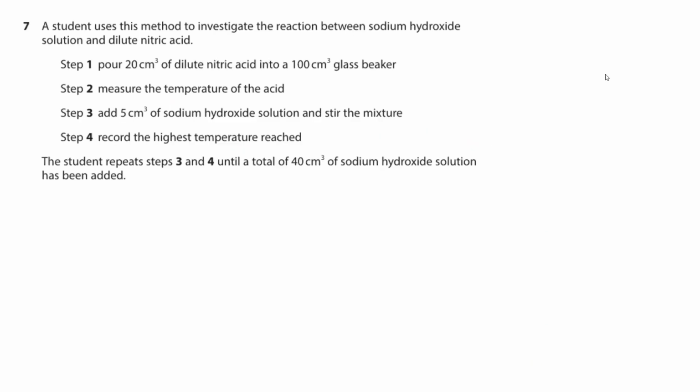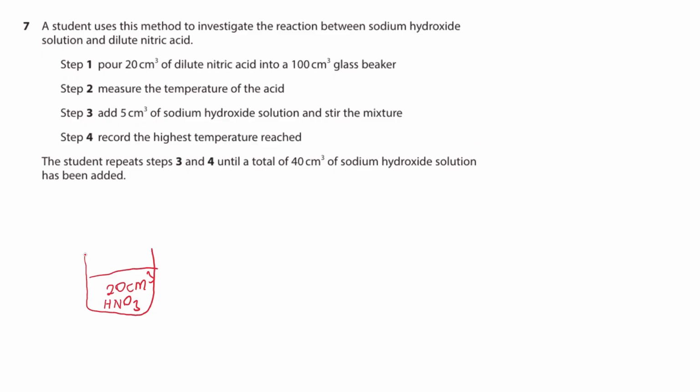In question number 7, it says a student uses this method to investigate the reaction between sodium hydroxide solution and dilute nitric acid. So we'll just mark what they are saying. First, pour 20 cubic centimeters of dilute nitric acid into a 100 cubic centimeter glass beaker. So in this glass beaker, we have 20 cubic centimeters of dilute nitric acid. The formula of nitric acid is HNO3.